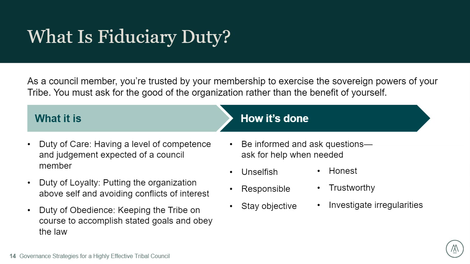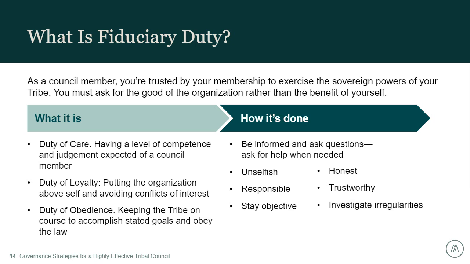How you do that is by being informed, asking questions. Just because we elect our officials, tribal citizens don't necessarily expect council members to have all the answers, but also to be asking to stay informed, stay updated on things, stay objective, being responsible. One big thing is to ask for help when you need it, whether that's internal or external, making sure that you're ultimately there to do what's best for the tribe.